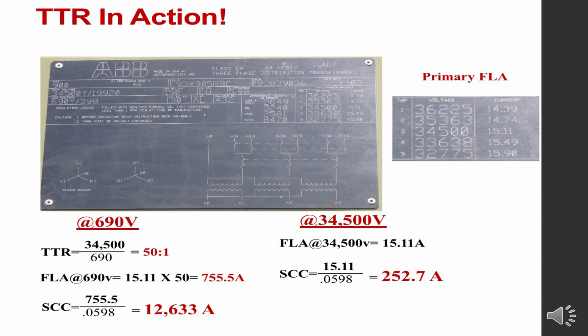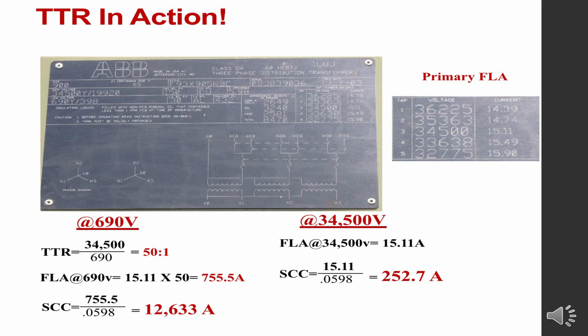Full load amps at 690 would be taking the 15 amps right off the nameplate, multiplying it times the turns ratio, and that would mean on the low voltage or 690 volt side of this transformer at full load, it would produce 756 amps of current flow, and indeed that is correct.